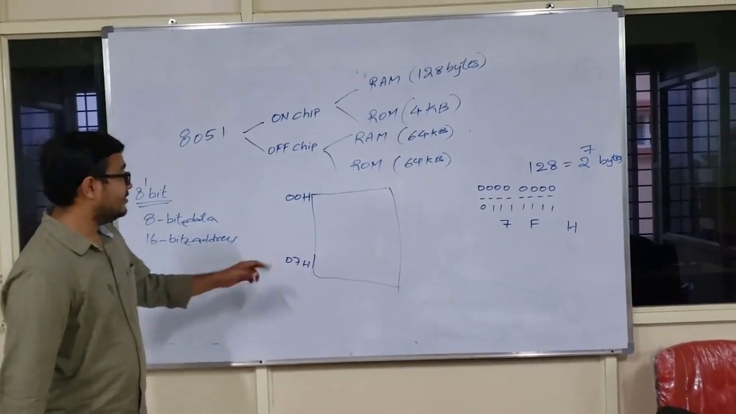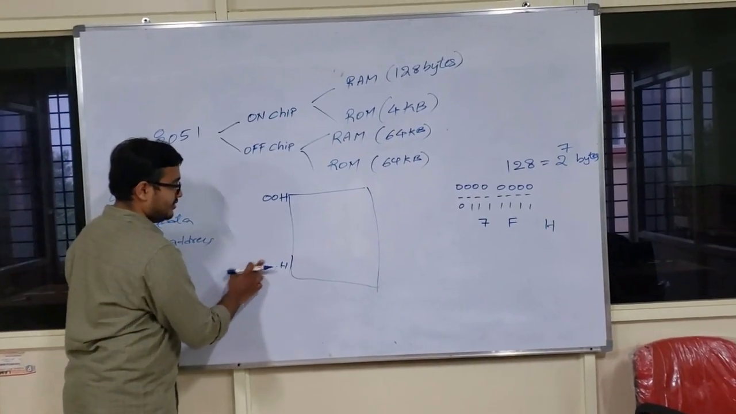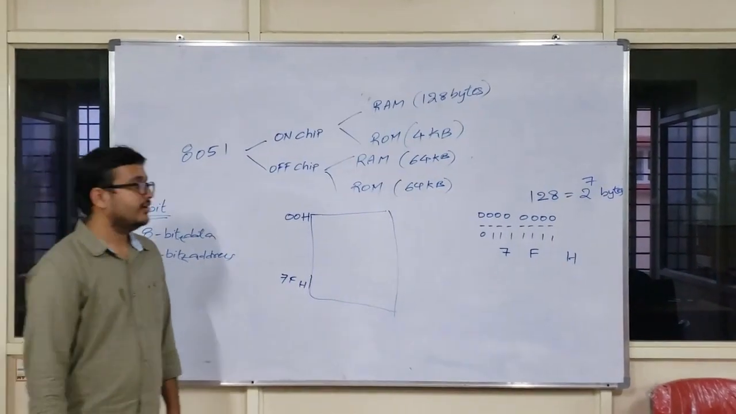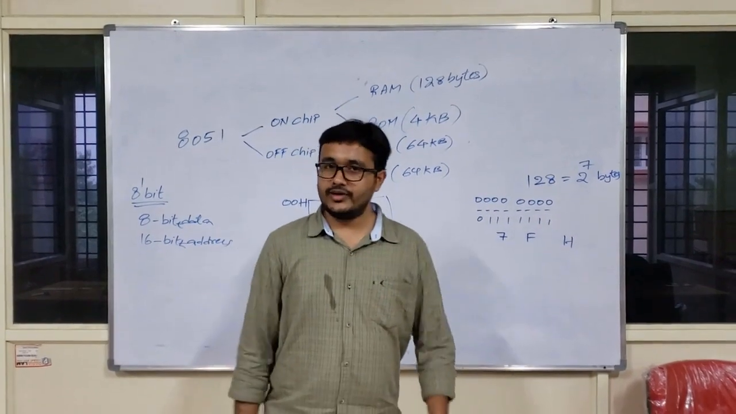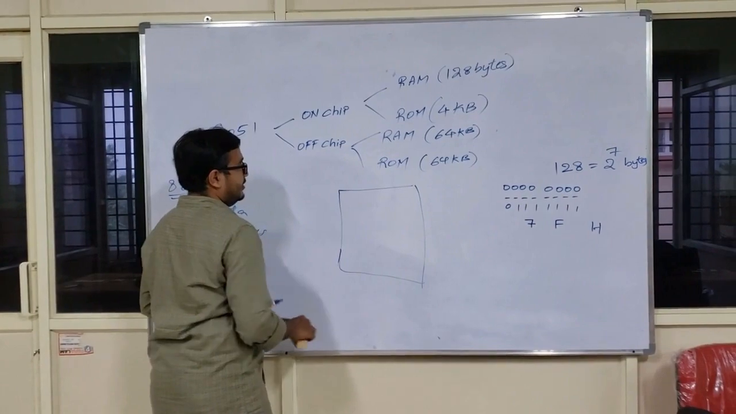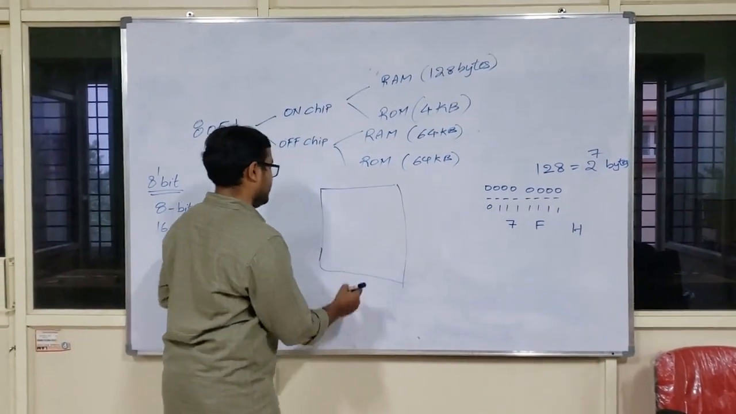As I have written here 07H, it is not 07, it should be 7FH, which will be the ending address location of the RAM. Now in the similar manner we can find out the starting address location and the ending address value for the on-chip ROM.